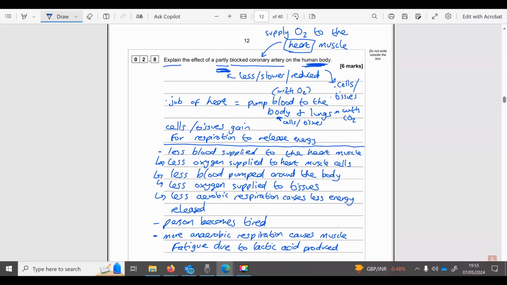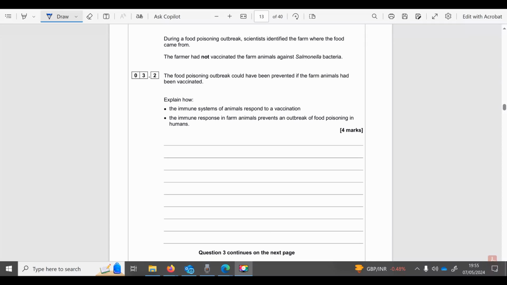Question 3.2. During a food poisoning outbreak, scientists identified the farm where the food came from. The farmer had not vaccinated the farm animals against Salmonella bacteria. The food poisoning outbreak could have been prevented if the farm animals had been vaccinated. Explain how. The immune systems of animals respond to a vaccination. The immune response in farm animals prevents an outbreak of food poisoning in humans. 4 marks.